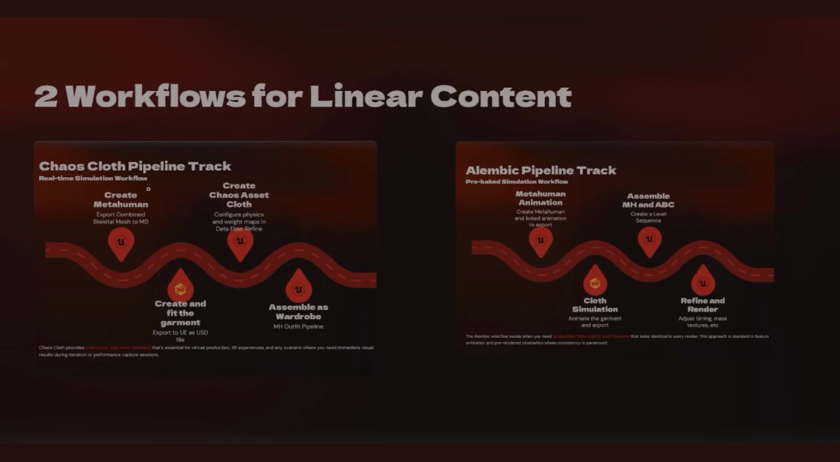We begin in Unreal Engine by creating a metahuman without animation. From there, we export the skeletal mesh to Marvelous Designer, where we create and fit the garment. It's important to ensure the garment is properly adjusted to the metahuman's proportions and optimized for Unreal Engine use. Once the garment is ready, we export it back into Unreal, traditionally as a USD file to transfer all fabric properties. Then we convert it into a chaos cloth asset where we assign weight maps, define the physics in a data flow. Finally, we assemble it as a wardrobe item using the MetaHuman outfit pipeline.